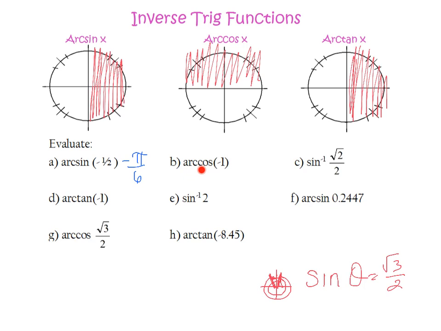The angle whose cosine is -1. When is cosine -1? Well, that's your x. So cosine would be -1 right here at pi.